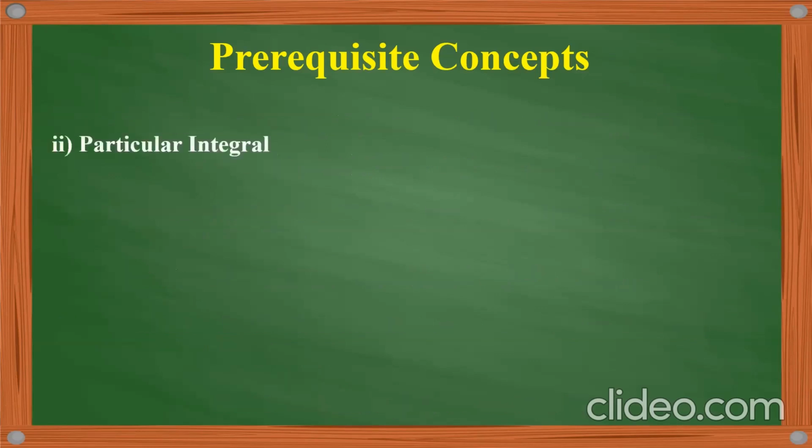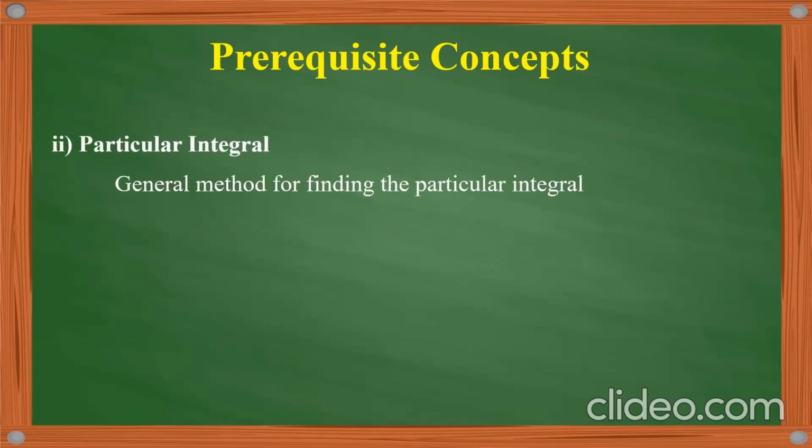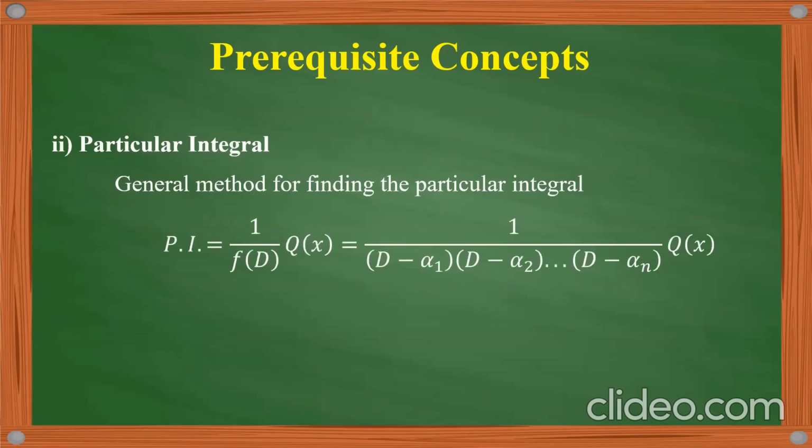Now we have seen its particular integral. The general method to find the particular integral is 1 upon f(D) into Q(x), and if we can factorize this f(D), then we can write it in factored form, or we may keep the f(D) as it is in this equation. Depending upon the nature of Q(x), yesterday we also saw that the particular integral depends upon this Q(x). So if Q(x) is equal to 0, then there is no need to find our particular integral.